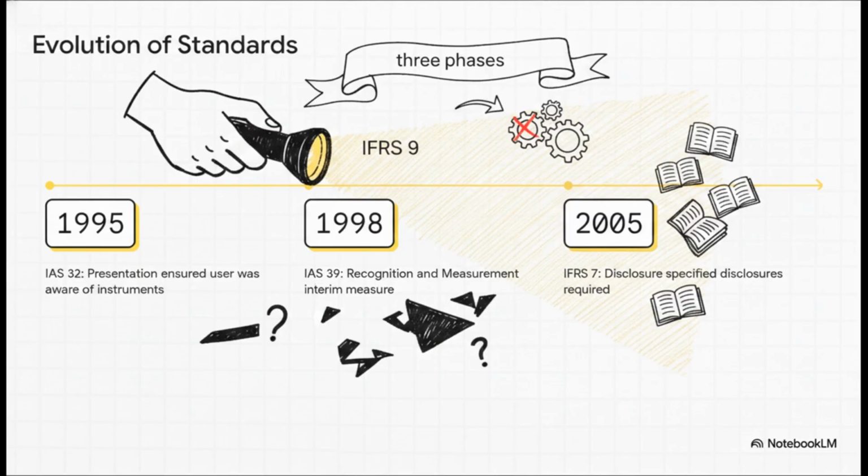So the International Accounting Standards Board had to respond. And since they couldn't fix it overnight, they tackled it in 3 phases. In 1995, IAS 32 forced companies to finally present and classify these instruments. Then in 1998, IAS 39 came in for recognition and measurement, which, by the way, is now being replaced by the modern IFRS 9. And finally, in 2005, IFRS 7 mandated all those extensive disclosures we're so used to seeing today. Think of these foundational standards as the flashlights we use to expose hidden corporate risks.